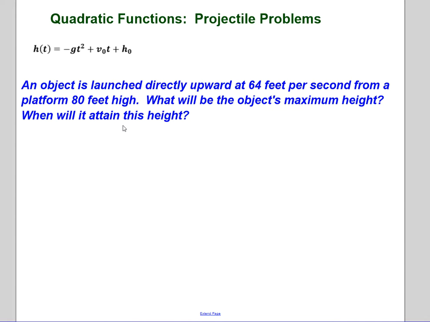So let's go ahead and do a projectile. I should have done a football problem. Well, anyway, I wasn't imagining enough. I just stole this from somewhere. This is a very basic quadratic projectile problem where gravity is involved.